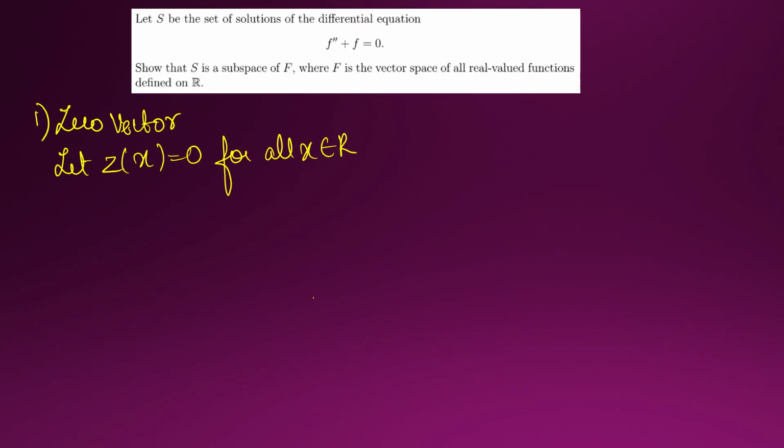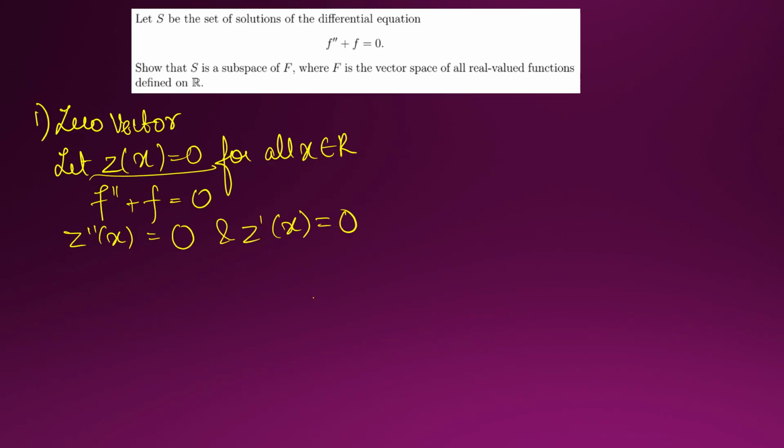Now we are given that f double dash plus f is equal to 0. Therefore, z double dash of x will be equal to 0 and z of x is also equal to 0 when we take this as our function. So therefore, z double dash plus z will be equal to 0. Therefore, it belongs to S.